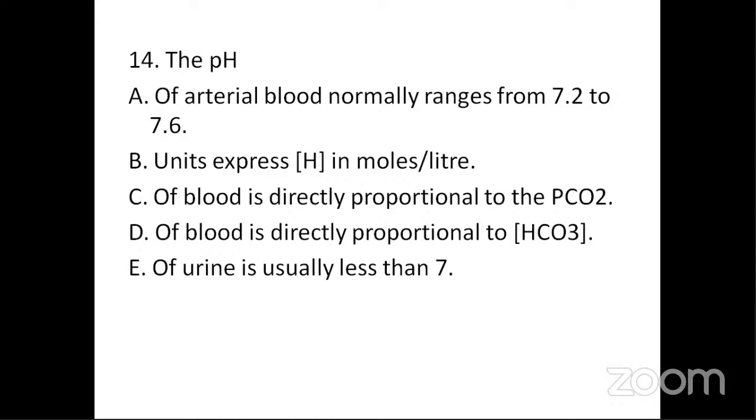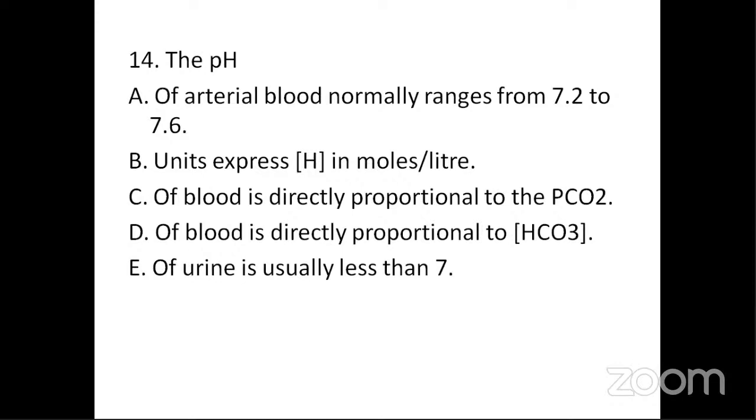And pH of blood is directly proportional to PCO2. It is false because PCO2 raises H plus and hence lowers the pH. The pH of blood is directly proportional to HCO3. It is true because HCO3 minus lowers the H plus by buffering and hence raises the pH.